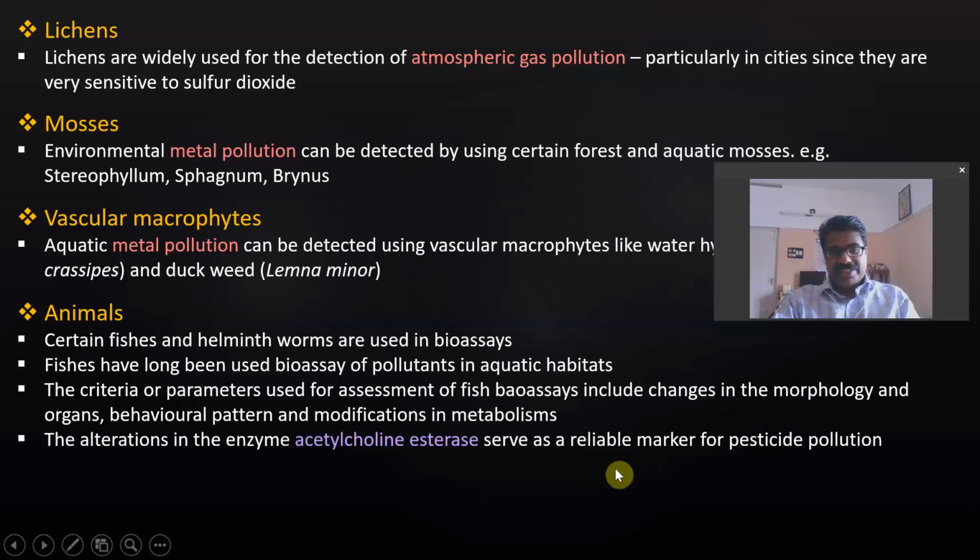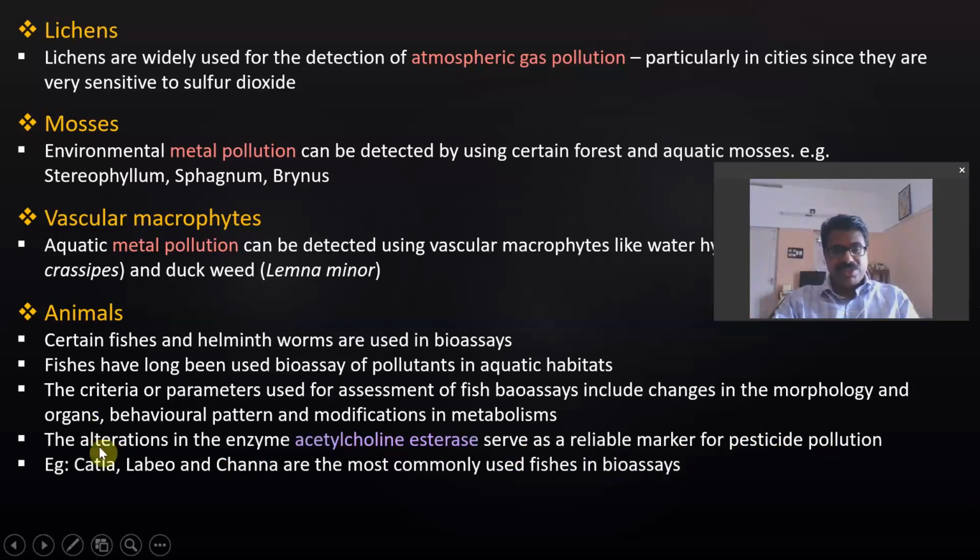Alteration in enzyme activities also serves as a reliable marker for pesticide pollution, for example, acetylcholinesterase. And the common fishes used for pollution detection are Catla, Labeo, Channa. These are all fishes with a very hardy skin, so they can be very easily used for detection of pollution.